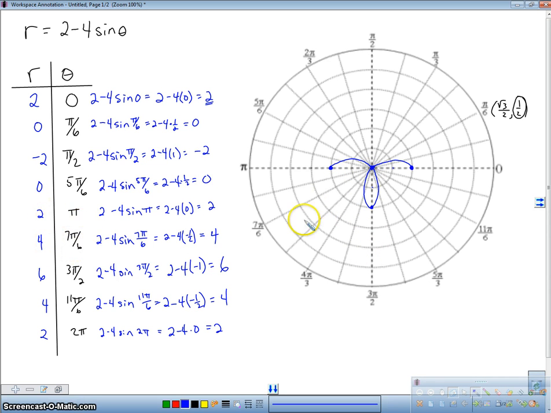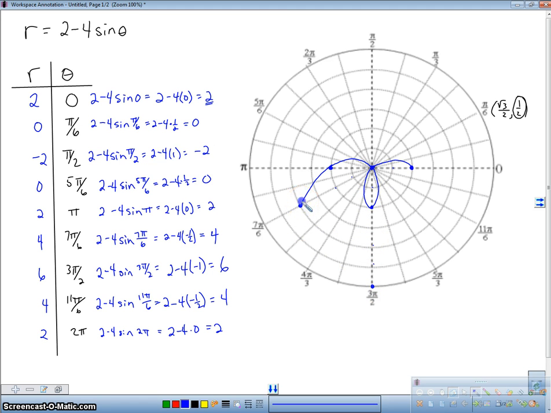7 pi over 6, 4. So here's 7 pi over 6. We're going to go out 4. 1, 2, 3, 4. That's here. So it kind of stretches out to there. 3 pi over 2, 6. Here's 3 pi over 2. Go out 6. 1, 2, 3, 4, 5, 6.